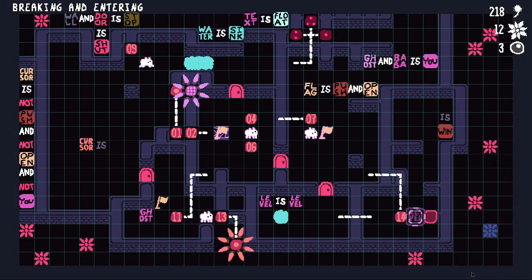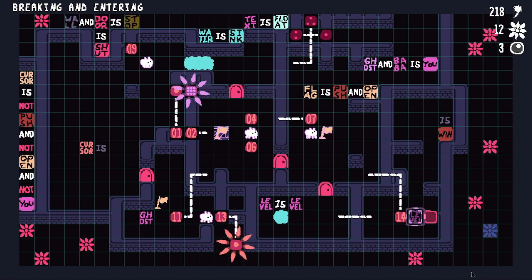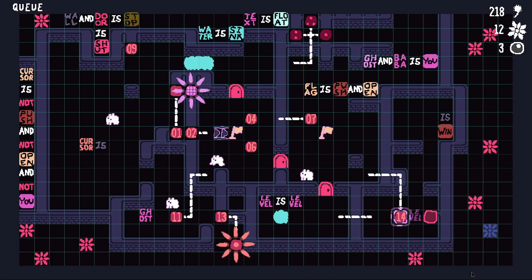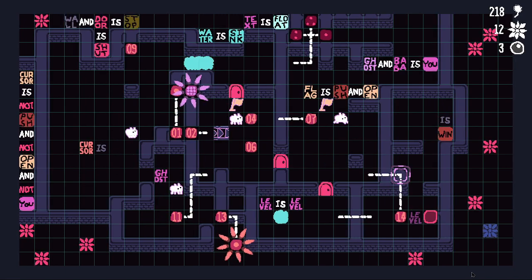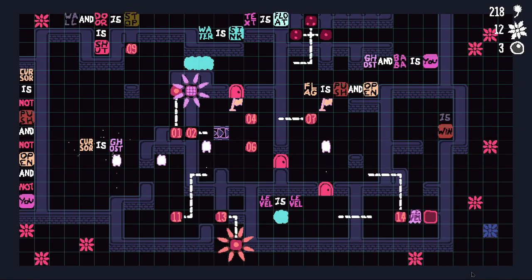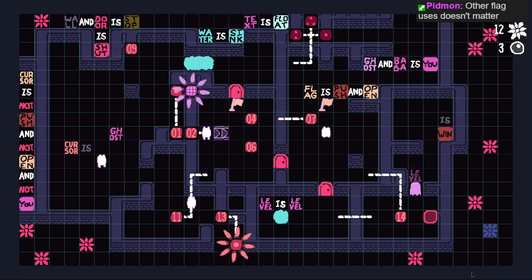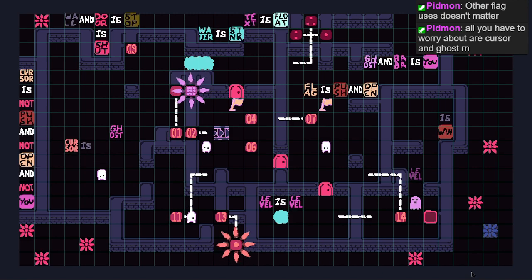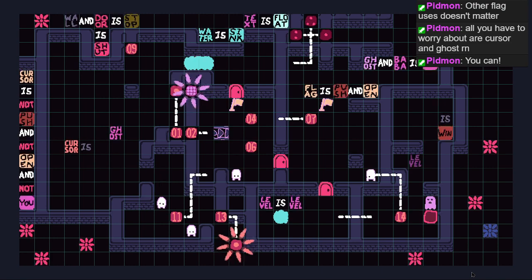Level. Oh, wait, we can do levels win. Wait. I still want to do that, but I had to make a cursor into a ghost. Which is completely doable, but, like, annoying for me. Oh wait, I can't because I push it up here and then it gets. Oh no. Okay, this is technically doable, but it's gonna be really annoying for me.